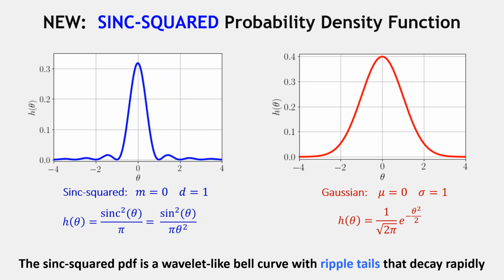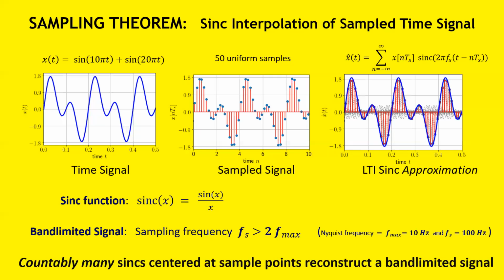Where those ripples touch the x-axis, you have nodes of zero probability, in contrast to the standard normal density on the right in red, where you have exponentially, monotonically decaying tails. The sinc function, sine x over x, you'll recall, is at the heart of the famous sampling theorem from signal processing that says you can exactly reconstruct a time-varying signal, like the blue signal on the left that sums sinusoids, if you take enough samples and use the sinc function for interpolation.